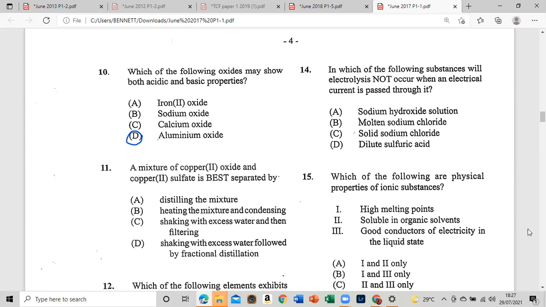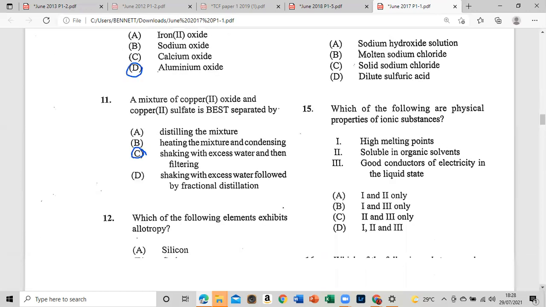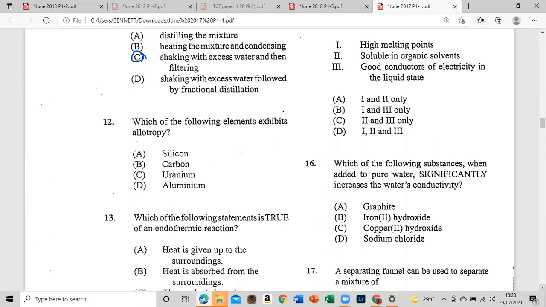A mixture of copper(II) oxide and copper(II) sulfate is best separated by distilling the mixture, heating the mixture and condensing, or shaking with excess water and then filtering? And number 11 is C. This one is new, guys. Pay attention to this one, all right? Number 12, which of the following elements exhibits allotropy? Is it silicon, carbon, uranium, or aluminium? And number 12, it is indeed carbon.